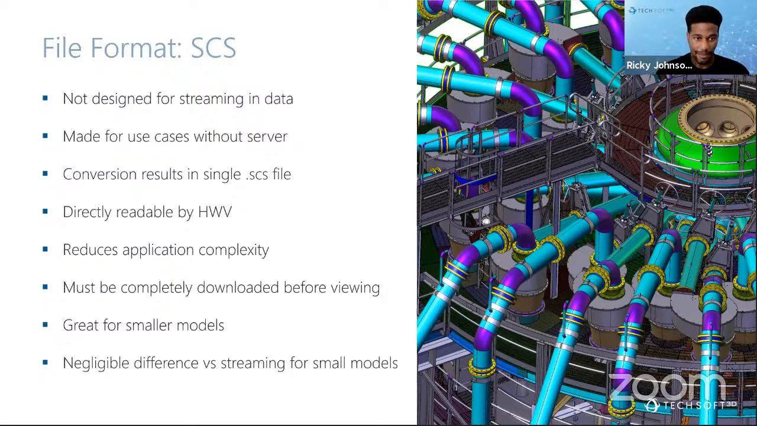The downside to this file format is that this file will need to be completely downloaded before the user can begin interacting with the model. However, it's great for small models because the download time versus streaming in that model data is almost negligible for small models. Another benefit of this SCS file format is that the first time the user downloads this file, it may take a little bit before they're able to interact with it. But in a lot of cases, the file will actually be saved to the browser's cache. So the next time that the user tries to open up this file, that file will already be downloaded and their interaction with it will be almost instantaneous.